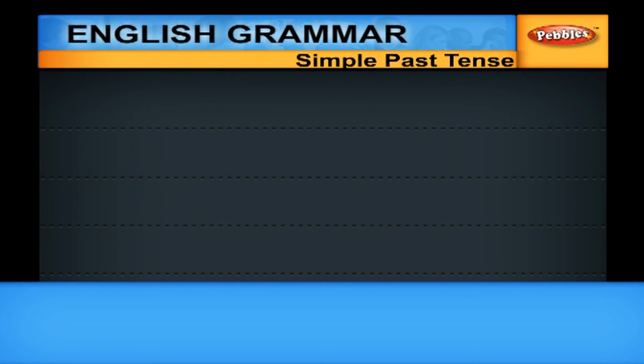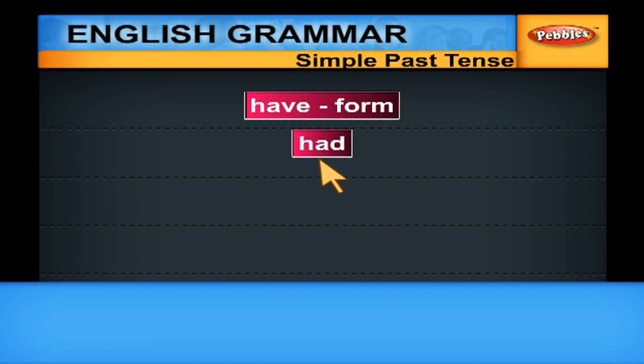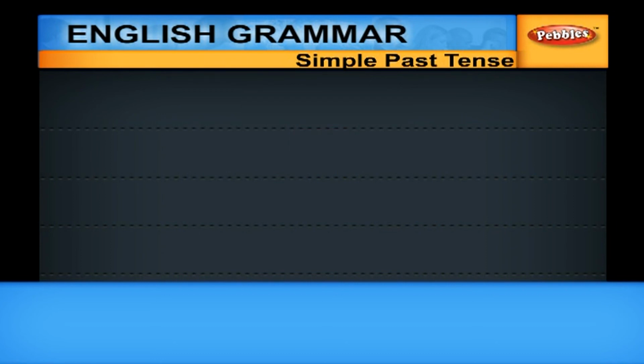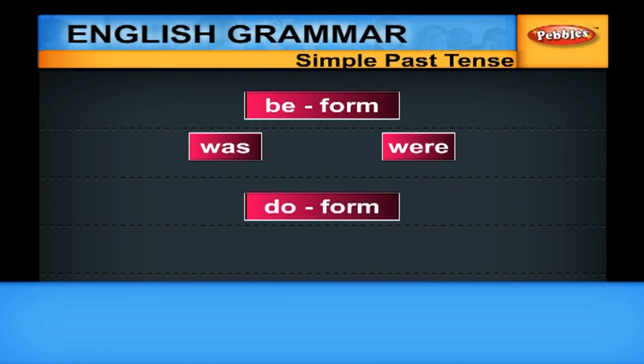We can use auxiliaries have form, be form, and do form in the past tense. Remember, VED form or past form of have is had. Past form or VED form of be form is was and were. For singular nouns, we use was. For plural nouns, we use were. Past form or VED form of do is did.